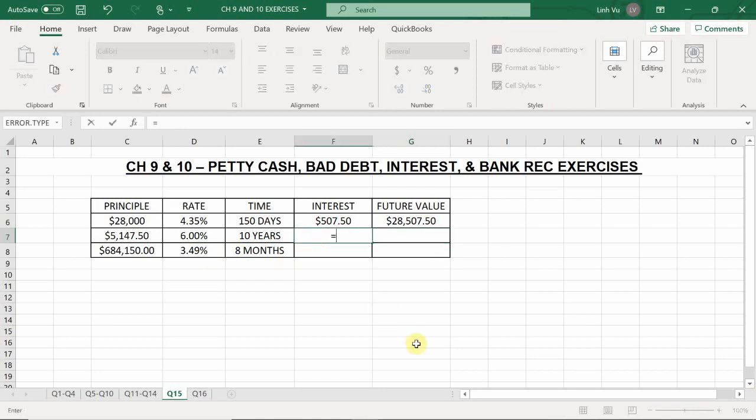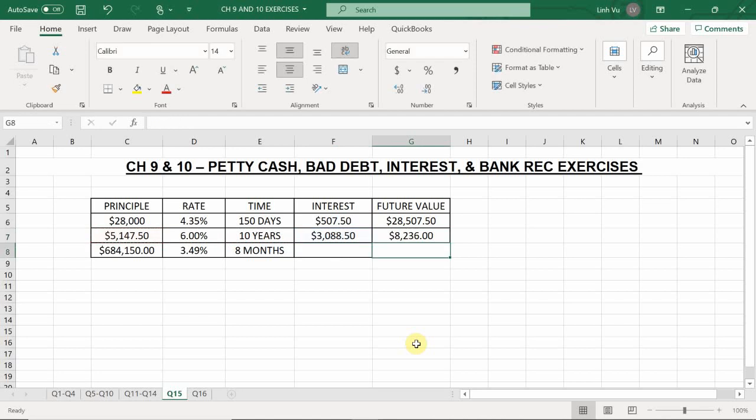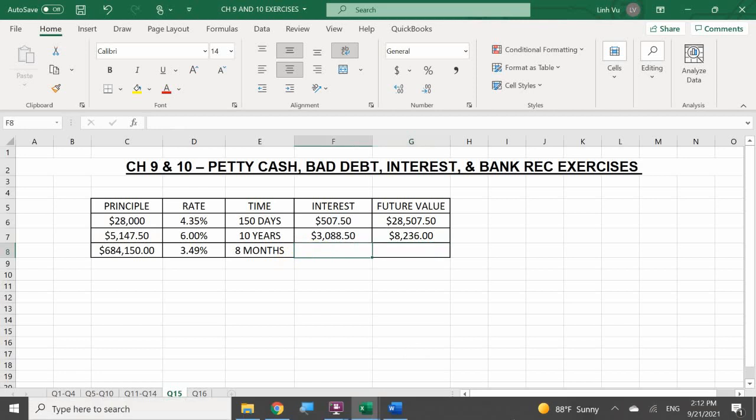Second one says you have a principal of $5,147.50. The interest rate is 6%. And then, of course, the number of years is 10 because it's 10 years. So in this case, you're going to get a grand total of $3,088.50, which you add to your principal to give you a future value of $8,236.